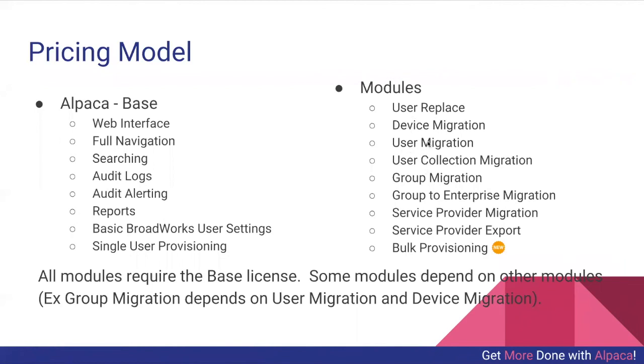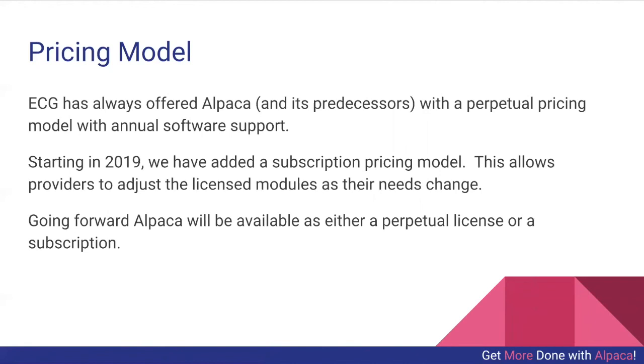The others, user collection migration, they depend on the other items in the hierarchy here. So service provider migration, in order to get that, you have to have group migration because it wouldn't do any good to move the service provider but not its groups. Group migration depends on user migration. Again, it wouldn't do any good to move the groups without the users. And then user migration depends on device migration for the exact same reason. So these are additive, and be glad to talk about those in detail.